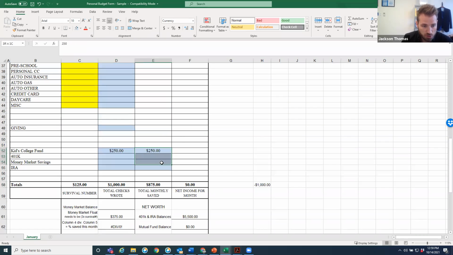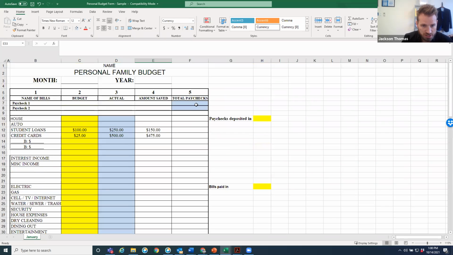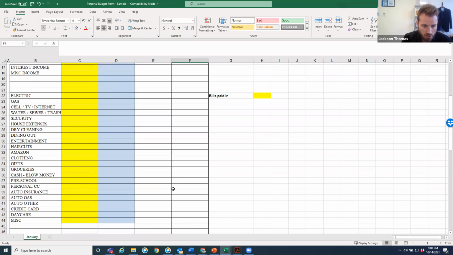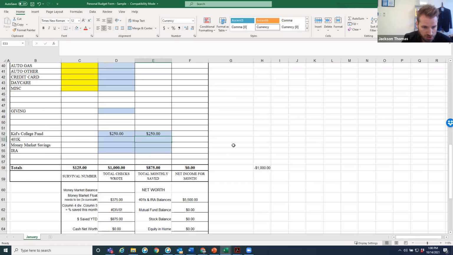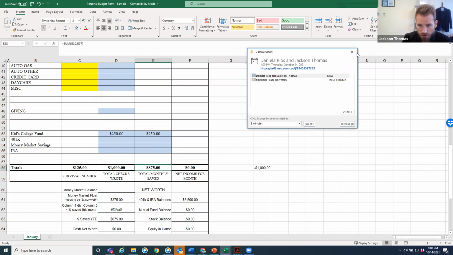Then this column I put in blue because this is where you're going to enter how much you saved, right? How much did you put in your kids' college fund? How much did you put in your 401k, right? Because this is going to be your net paycheck after your deductions, 401k and everything. But then you get credit down here for how much you put in your 401k. And that adds up, so that way you can see how much you save per month, okay?